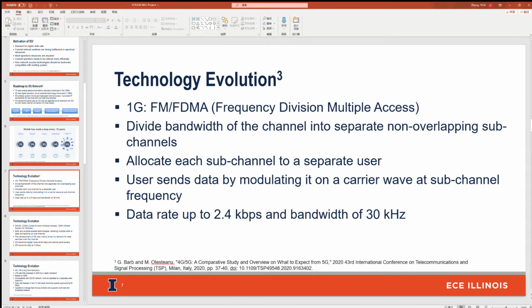The 1G, as I mentioned before, uses the FDMA, which stands for Frequency Divided Multiple Access. So FDMA allows multiple users to send data through a single communication channel, such as a coax cable or microwave beam by dividing the bandwidth of the channel into separate non-overlapping frequency subchannels and allocate each subchannel to a separate user. A user can send data through a subchannel by modulating it on a carrier wave at the subchannel's frequency.